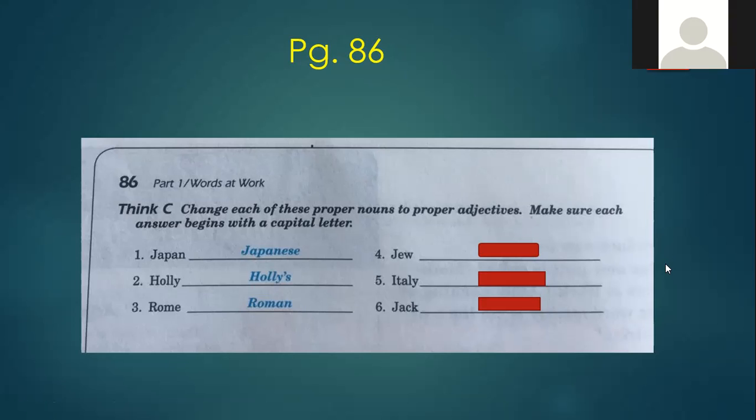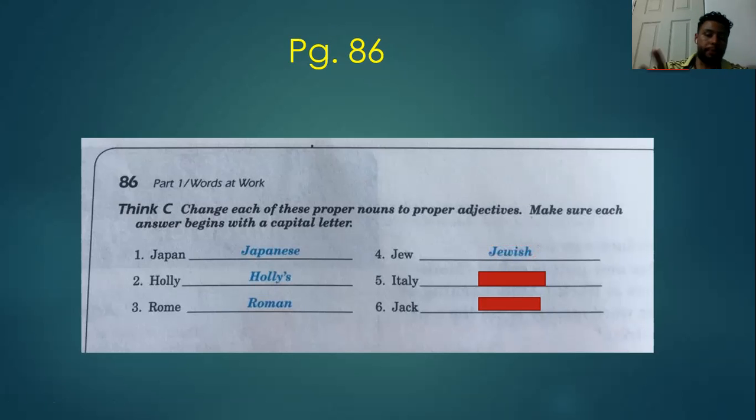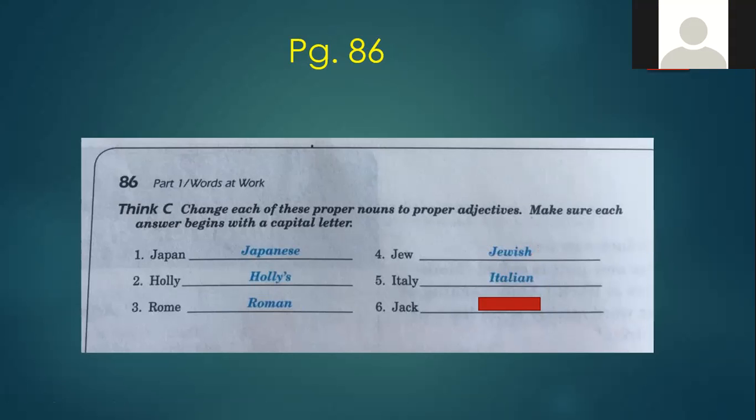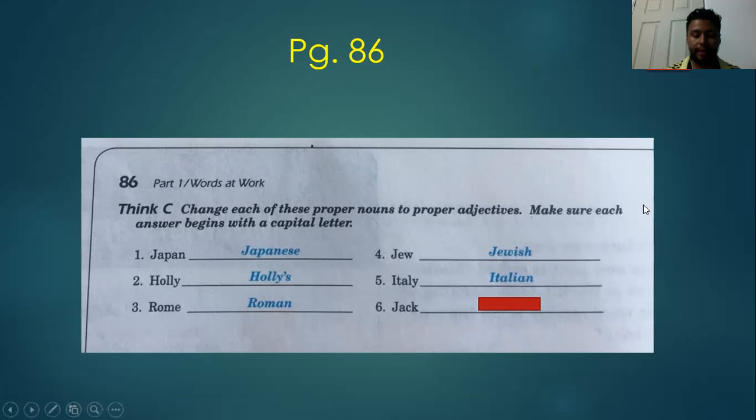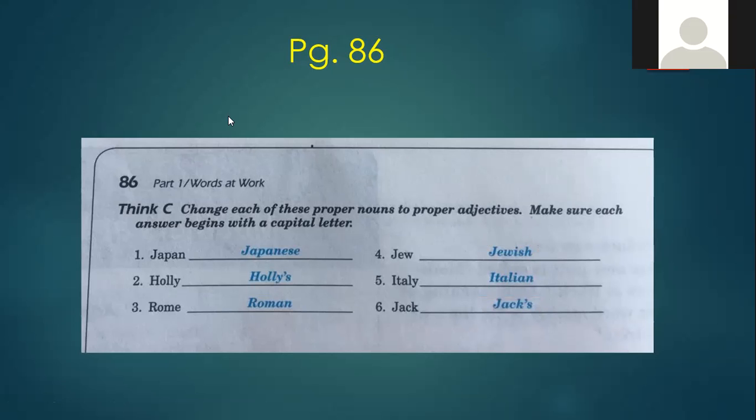And Jew in this case. Jewish, yes. Jewish is the nationality describing people, Jewish people. Wait. Italy? Italian. Italian people, correct. And number six, Jack. It's Jack's, like Holly's. It's similar. Jack, apostrophe. Yes, it's like that.